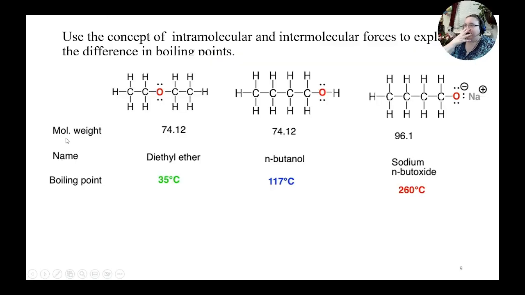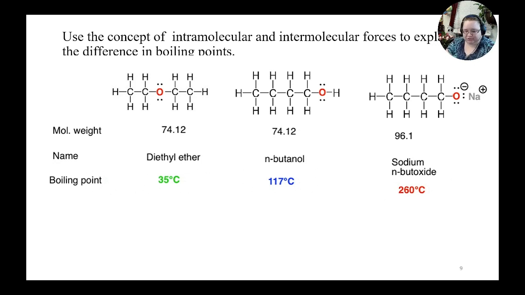So, the next couple of slides we're going to look at are just some examples. Part of it's going to be identifying the IMF, which is one of the skills that we will need to have by the end of the video, as well as explaining patterns, primarily in boiling point, that we see for substances. So here I've got 3 organic compounds.